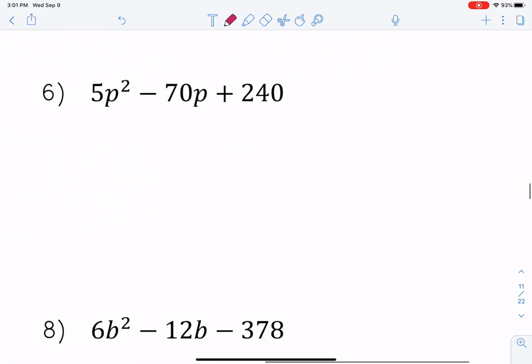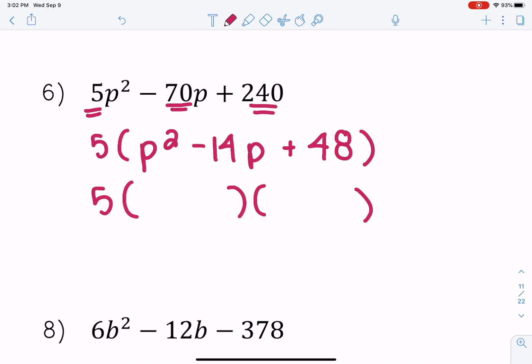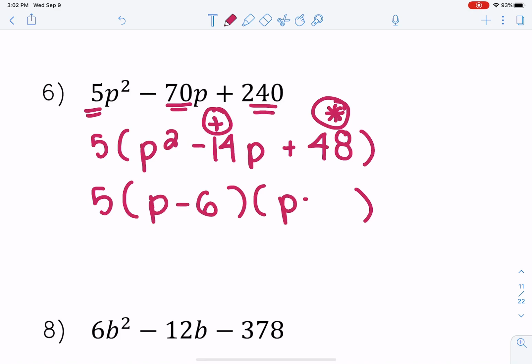My next problem, I notice a isn't 1, so let's see if I can factor out a 5 from everything. And luckily I can, so I can say 5 times p squared minus 14p plus 48. And now I'll try to figure out the rest, leaving that 5 in front. What multiplies to 48 and adds to negative 14? p minus 6 and p minus 8.